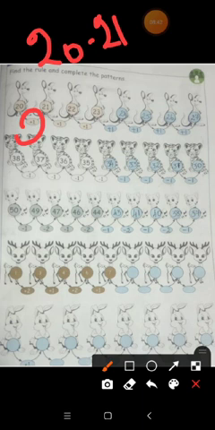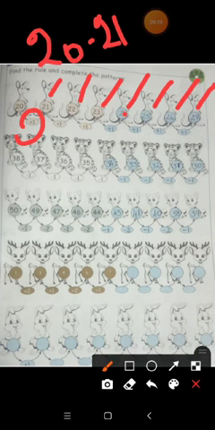So 20 plus 1 is 21. 21 plus 1 is 22. 22 plus 1 is 23. 23 plus 1 is 24. 24 plus 1 is 25. 25 plus 1 is 26. 26 plus 1 is 27. So now I have completed that first pattern by using the rule of plus 1.